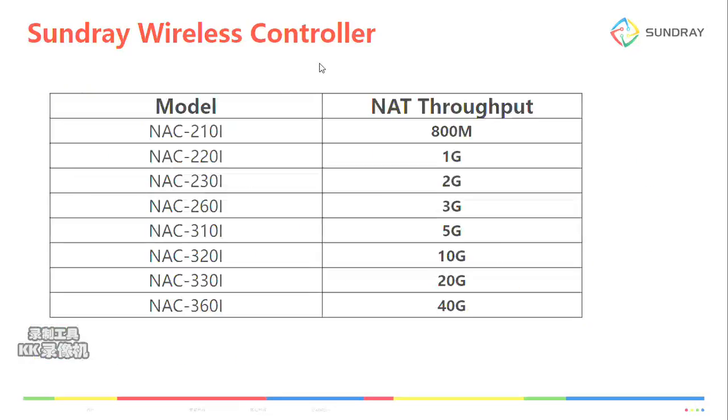Next here is the total throughput of the controller. When we deploy the access point as a gateway of the network, or we deploy it in tunnel mode, we have to calculate the throughput of the network. So this is the throughput of the controllers. The entry-level one will support 800 megabit, and at the highest end we support 40 gigabit. So we have different levels of devices to meet different levels of networks.